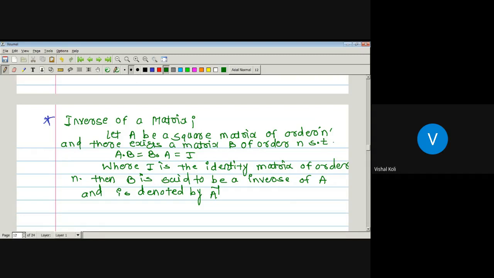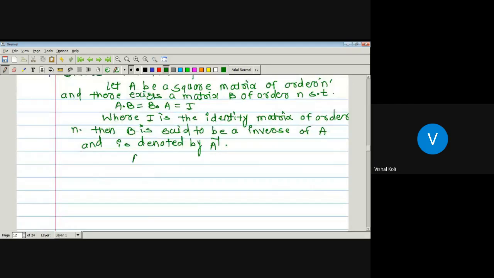Okay, that is, as B is denoted by A inverse, then it becomes A into A inverse equal to A inverse into A, which is equal to I. So if we have one square matrix A of order n, and suppose there exists one matrix B, also of order n, such that the product A into B and B into A, that is, they will commute, is equal to an identity matrix also of order n, then we say that the matrix B is the inverse of matrix A, which is denoted by A inverse. The equation becomes A into A inverse equal to A inverse A equal to I.